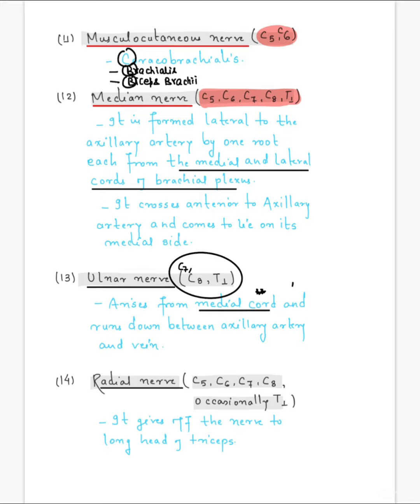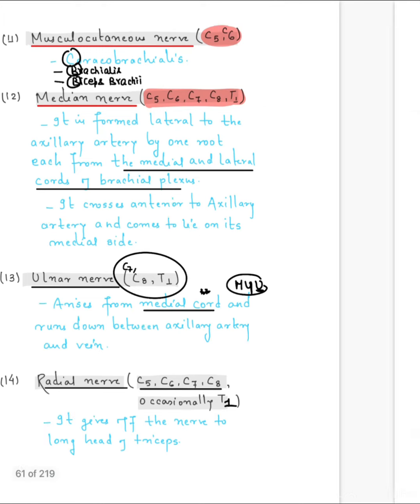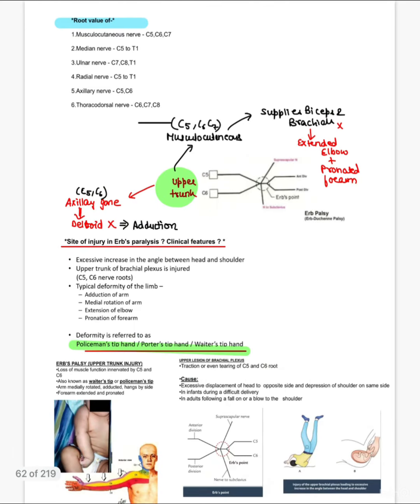The ulnar nerve arises from the medial cord. After arising, what was the mnemonic? M for U, that is U for ulnar nerve. So this arises from the medial cord and runs down and supplies structures in the arm, forearm and hand. Don't worry, I have made a table so that it becomes very easy for you. Then the radial nerve is C5, C6, C7, C8, occasionally T1. Now we have summarized the root values of all the must-know nerves so that you don't make a mistake in the exam.